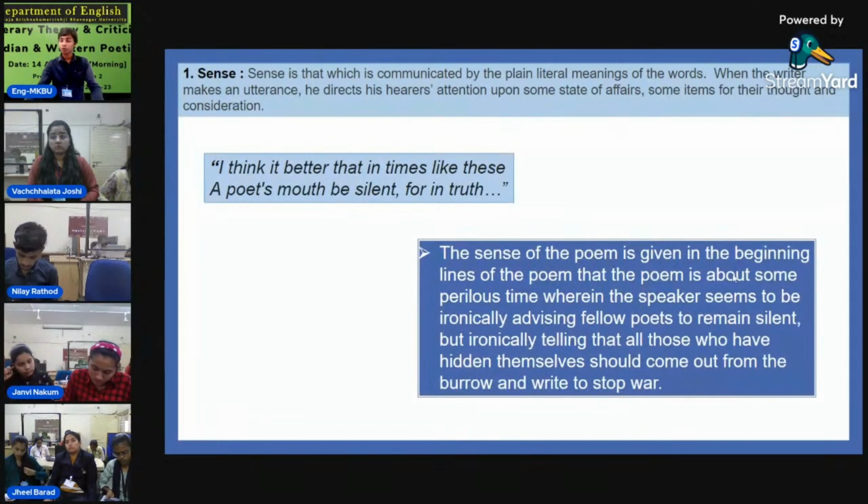So the sense of the poem is given in the beginning lines, that the poem is about some perilous time. Perilous time means the time of war, wherein the speaker seems to be ironically advising fellow poets to remain silent. Ironically, he means that you should speak instead of staying calm, and that all those who have hidden themselves should come out from their burrows and try to stop the war. So he is criticizing these intellectuals and poets. "I think it better that in times like these a poet's mouth be silent, for in truth..." So verbal irony is employed here.